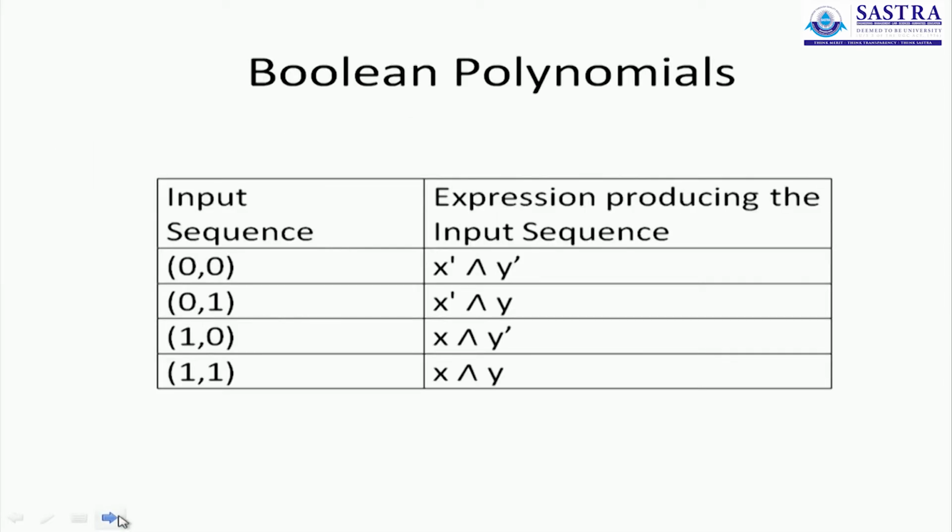Whenever you have an input sequence of the form 0, 0, it is actually representing x bar conjunction y bar. You have 0 and 1, it is x bar and y again. You have 1 and 0, it's x and y bar again. When you have 1 and 1 again, it's x and y. So 1 denotes a variable in its actual state, 0 denotes the variable in its negated state. And all of them here are conjunctions.